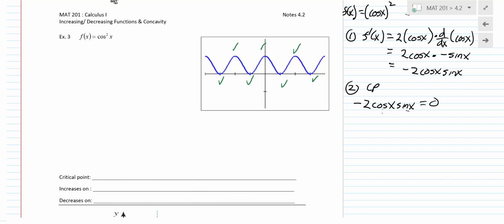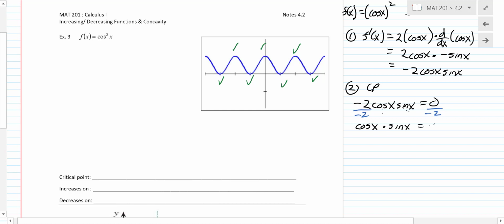So actually, what you can do on this one is disregard the negative 2. You could divide by negative 2 if you want to. I'm just going to do it this way. So I've got cosine x times sine x is equal to 0. Now these are factored already, so what we could do is set cosine x equals 0 and solve that equation, and then set sine x equals 0 and solve that equation. That's because they're multiplied and they're factors.